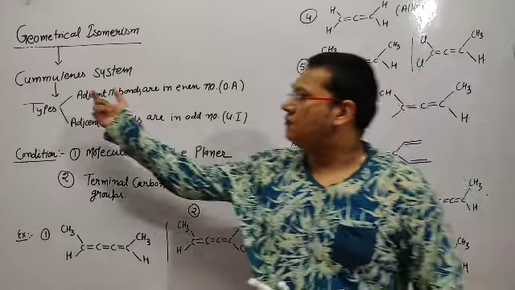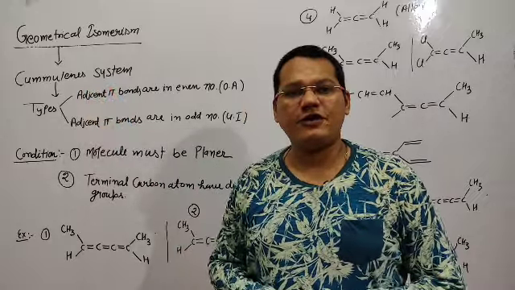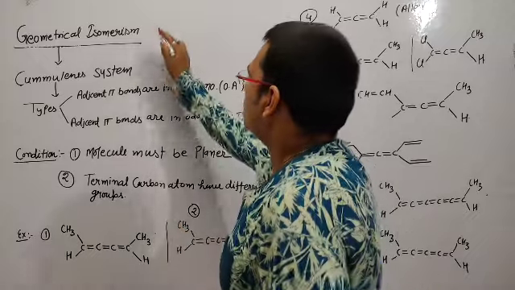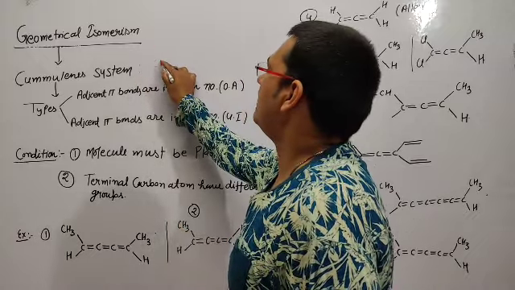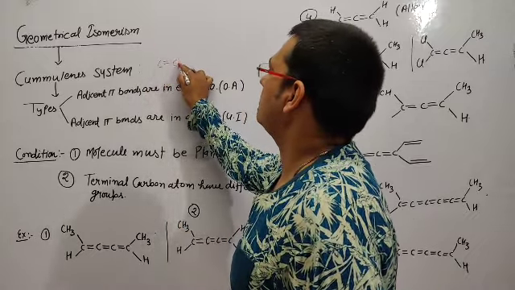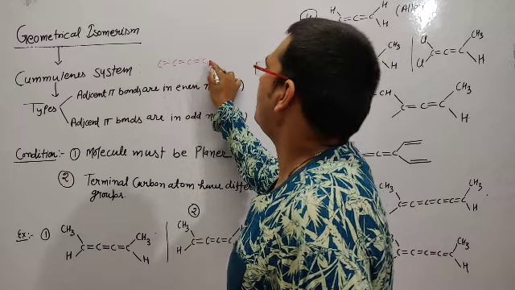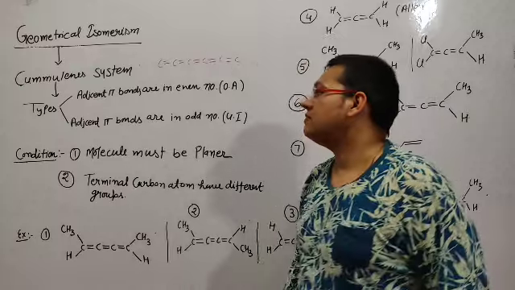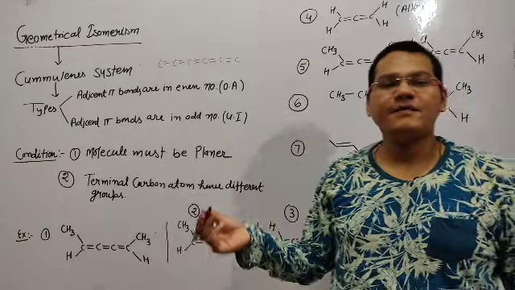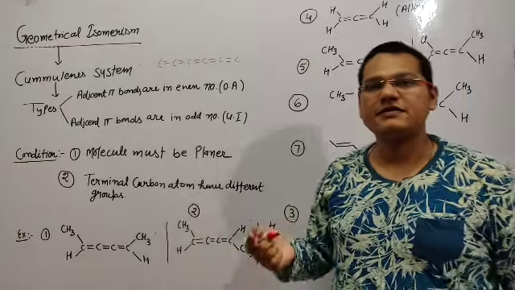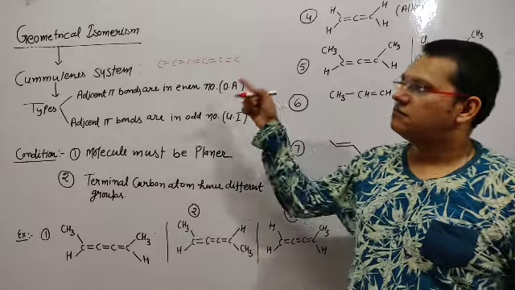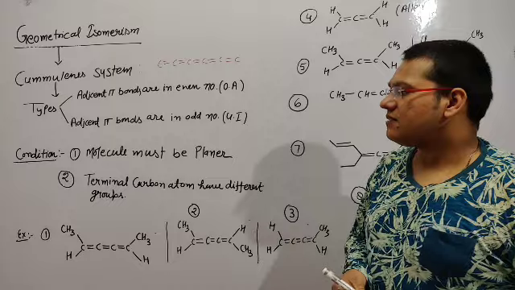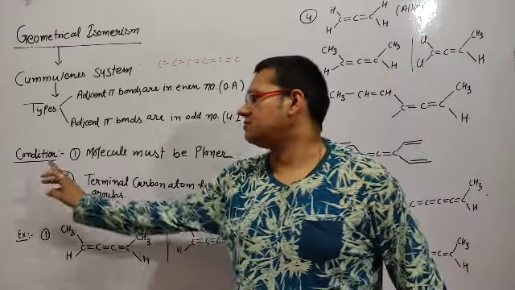So here in the cumulene system, student, first I want to discuss what a cumulene system is. In a given molecule with multiple double bonds, if the number of double bonds is even, then it is an even cumulene. If it is an odd number, then we say odd cumulene.